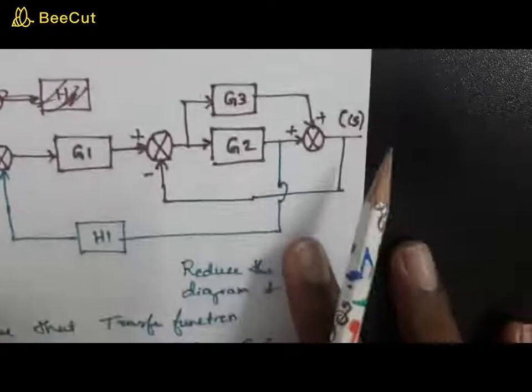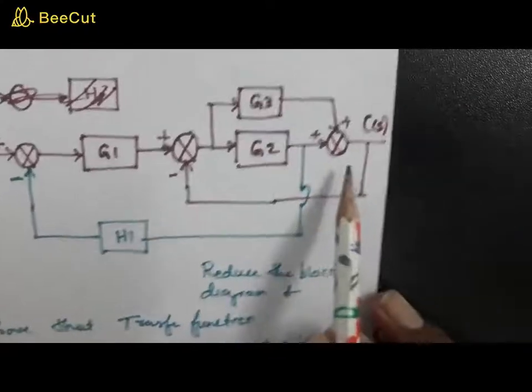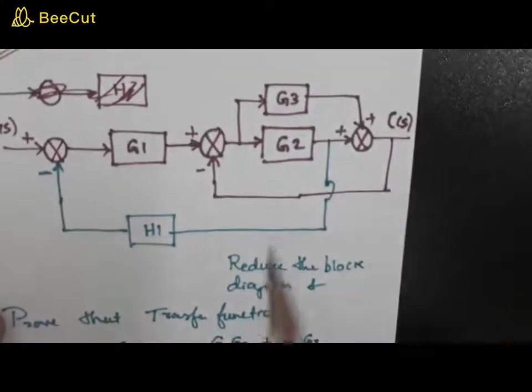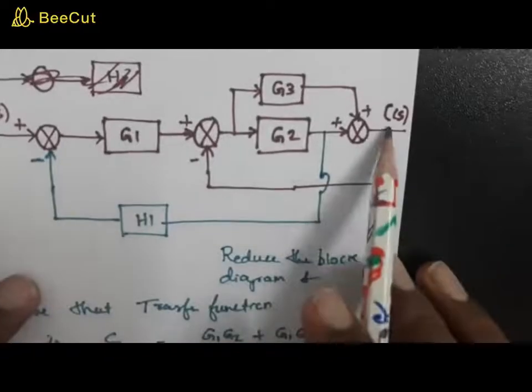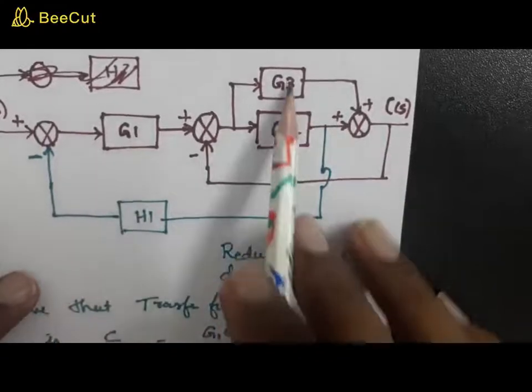Now there is a problem for homework. You may just do it. I will just explain how to do this. Now look at this. You can follow the same steps. So you have an R(s) and a C(s) as usual. And how many forward path gains? G1, G2, G3.